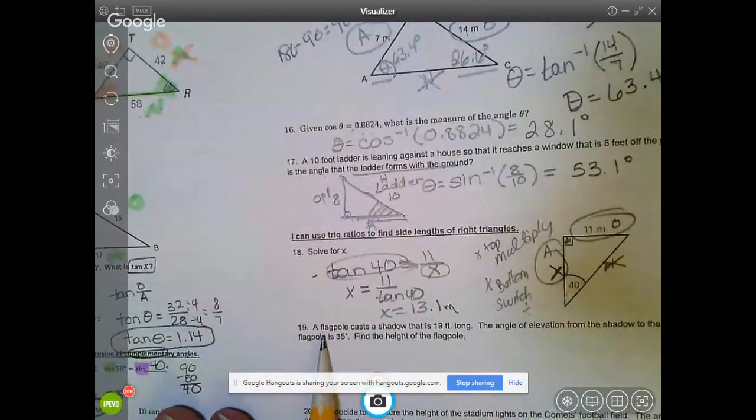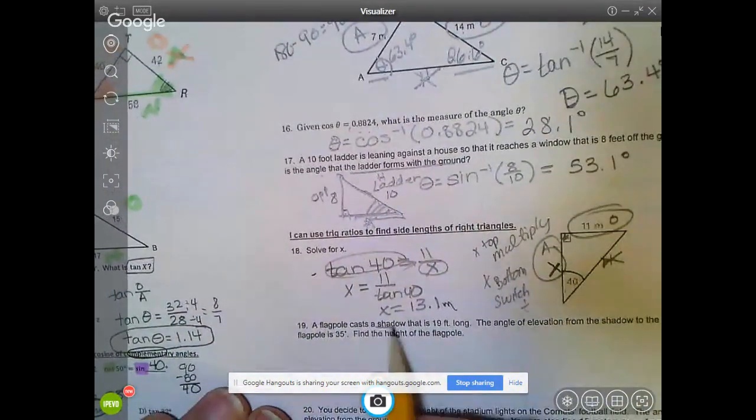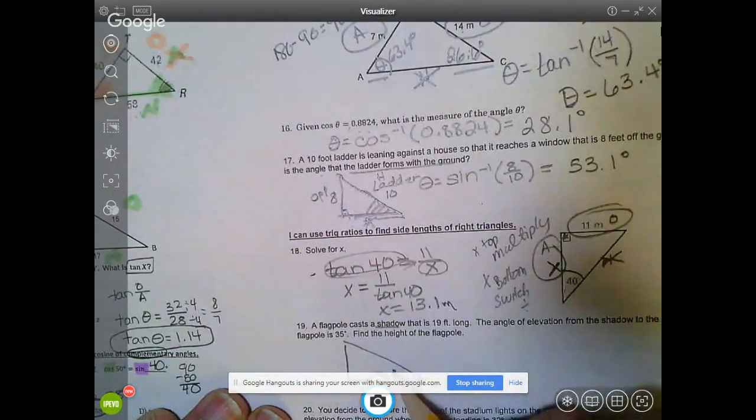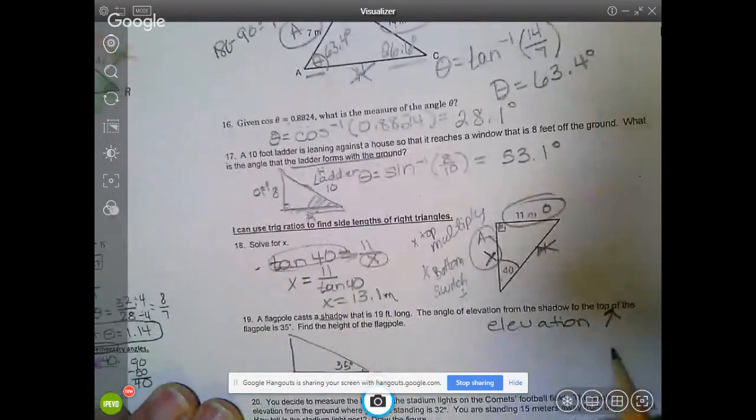All right, a flagpole casts a shadow. Shadows always are on the ground, 19 feet long. Here's my flagpole. The angle of elevation from the shadow to the top is 35. Remember, for elevation, it always goes up. If we're talking about depression, it starts at the top and it goes down.